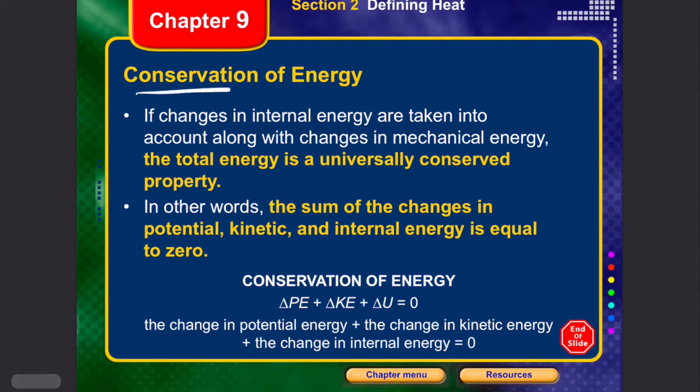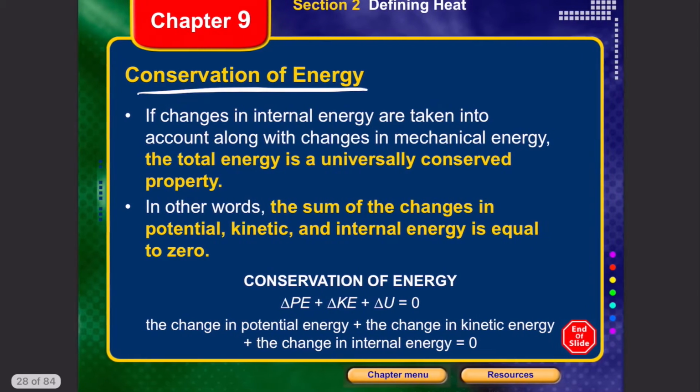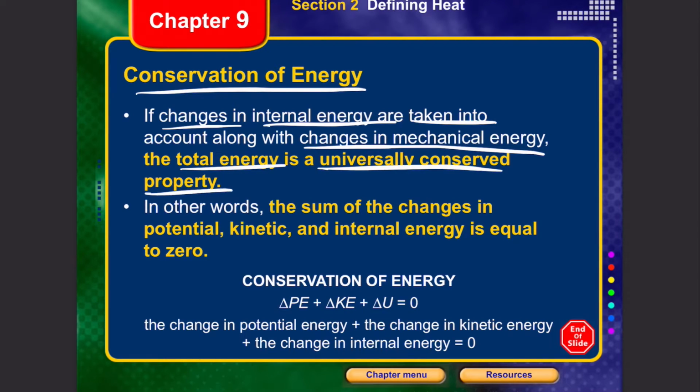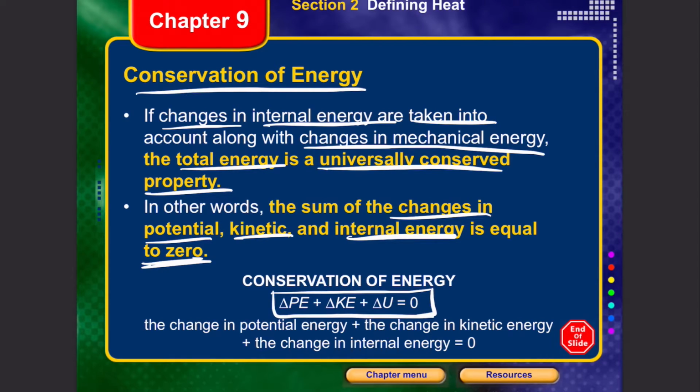Next, let's talk about conservation of energy. If changes in the internal energy are taken into account along with the changes in mechanical energy, the total energy is a universally conserved property. This means that the sum of changes in the potential, kinetic, and internal energy must equal 0. We can write the conservation of energy equation as delta PE plus delta KE plus delta U equals 0.